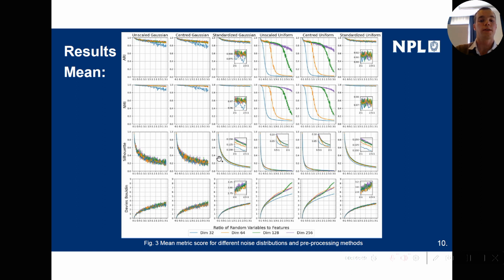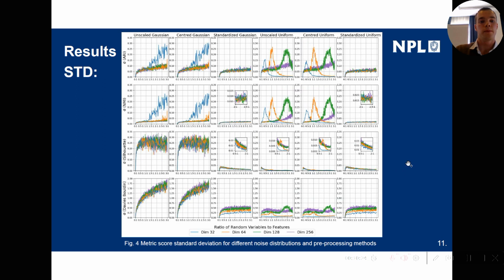Again, for the Gaussian case, it's very similar trends here. And we see some right shifting again between the dimensions for the silhouette score in the uniform case. But these go away when we standardize the data. And similarly for Davies-Bouldin, we see a quick rise in the metric score, showing that it's sensitive to these irrelevant variables. And there are some quite interesting dynamics going on for the uniform case with Davies-Bouldin as well.